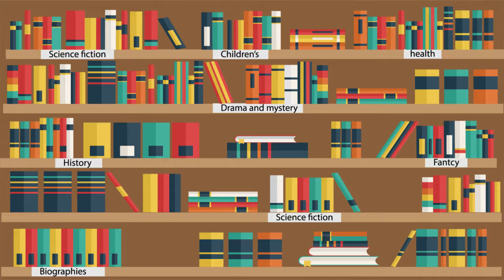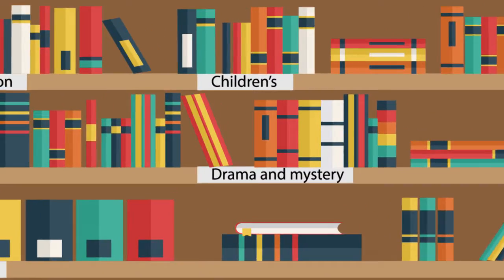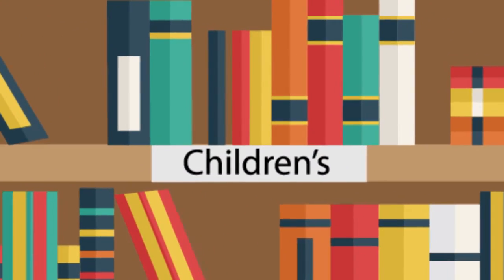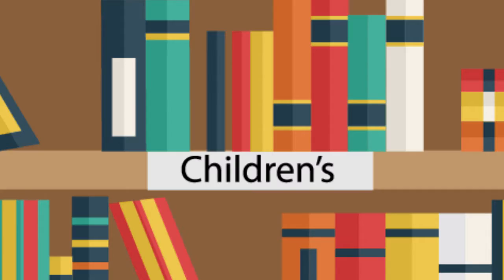Similarly, books in the library are classified on the basis of their genre so that a reader who is looking for a book in kids section can easily find one.